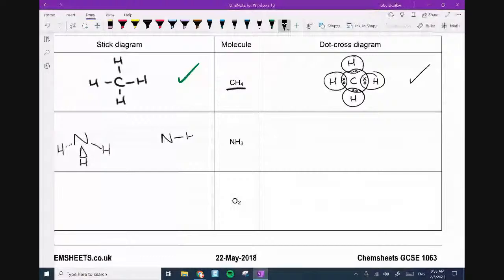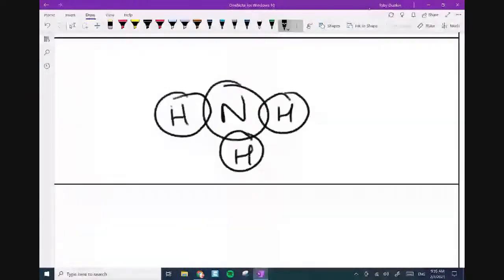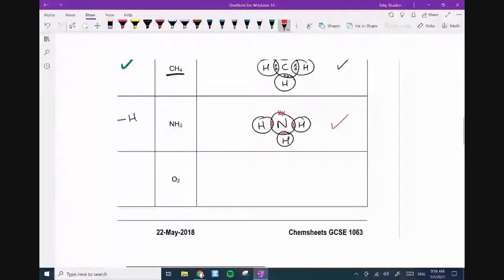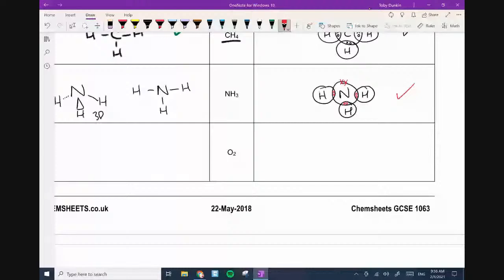So we can do dot and cross. Nitrogen. Can't do a 3D diagram for ammonia at that point. And this one's slightly trickier because we've got to remember to make everyone add up to 8. So 1, 2, 1, 2, 1, 2. And then nitrogen only has 6. So you put on 2 extra crosses and you're done. Check it. If you've done circles instead, that's totally fine. Totally fine. Next one, oxygen gas.